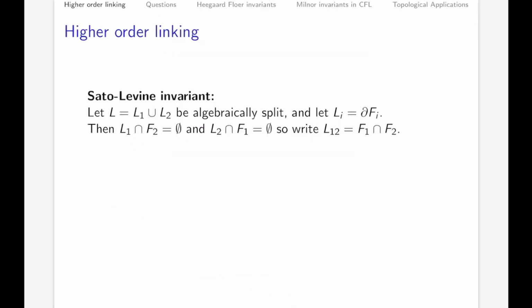Since we've been discussing algebraically split links, we've seen the linking number. So let's now discuss some higher order linking numbers. And the first one that I want to talk about is the Sato-Levine invariant. Let's let L be our algebraically split link, and let's let F_i be the Seifert surface for link component L_i. The algebraically split condition guarantees for us that if we take the intersection of the first link component and the second Seifert surface, it's empty. And likewise, if we take the intersection of the second link component and the first Seifert surface, it's going to be empty. So let's let L12 denote the curve of intersection that comes from intersecting F1 and F2.